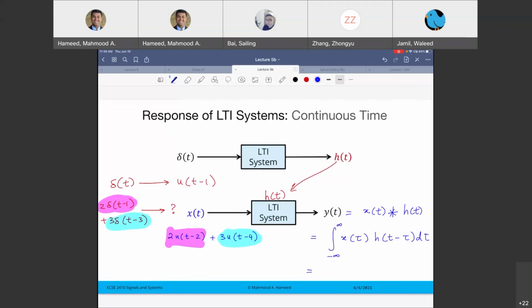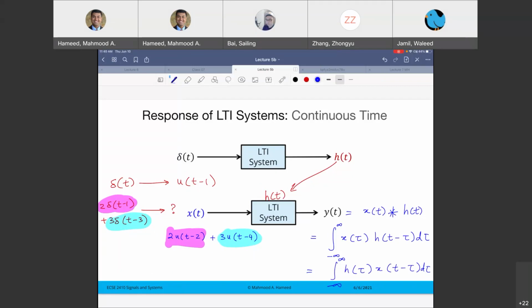But since I'm claiming things, I will also claim some other thing. Commutative. Convolution is commutative. So x convolve with h, same as h convolve with x. So I've written the other over here. And I'm going to also prove the commutative property later on.